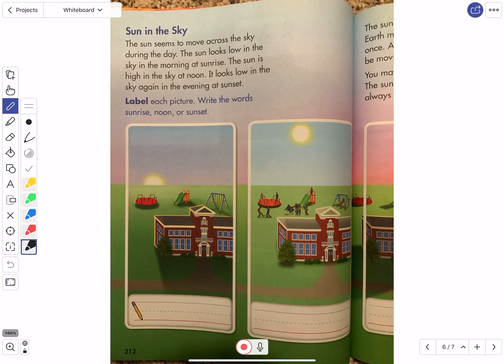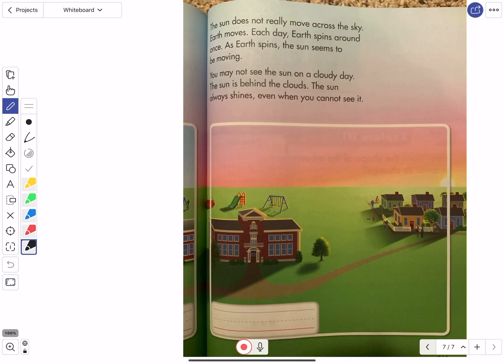Label each picture. Write the words sunrise, noon, or sunset. What did you write for the first one? Did you write sunrise? There you go. In the middle, we see that the sun is high up in the sky, so that must be noon. And moving on to 213. End of the day, I see people outside here. That is probably then sunset. I see more people outside at sunset than I do at sunrise. That's another picture clue that helps me make the inference that this must be sunset.